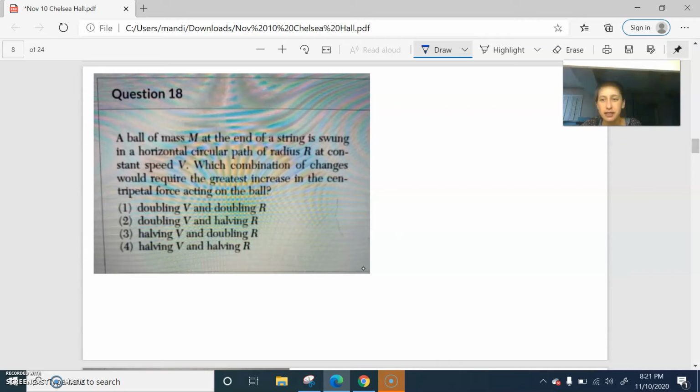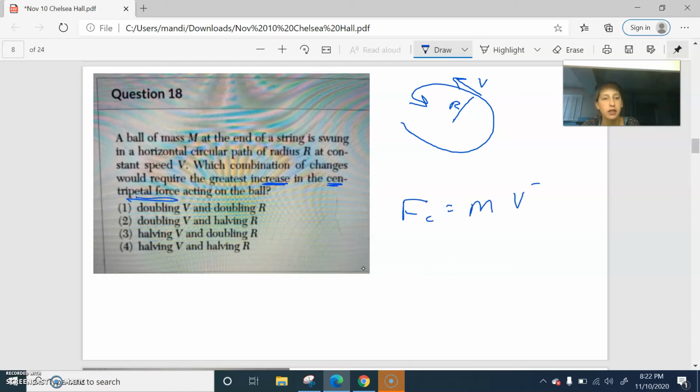And then this one, since both of these are so short, we're swung in a path with a radius r at a velocity v. What combination of changes would increase the center-seeking force? So that is mv squared over r. So if we want to increase our centripetal force, we should increase velocity and decrease radius.